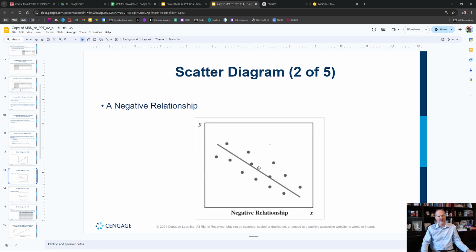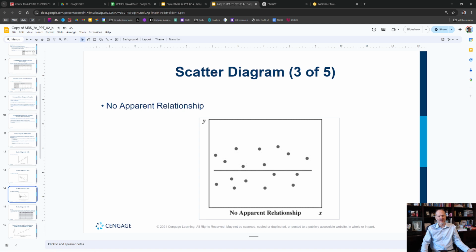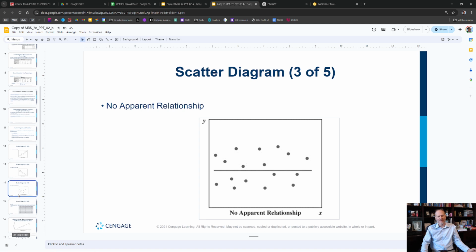As X increases, Y decreases. So as you smoke more cigarettes, your life expectancy goes down. Right? That's a negative relationship, a negative correlation. And here's no apparent relationship.